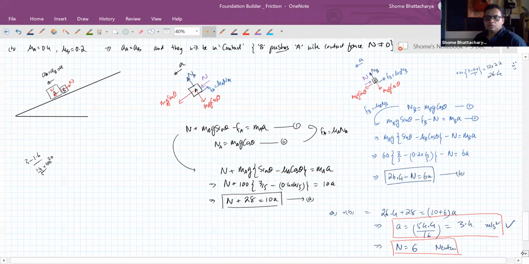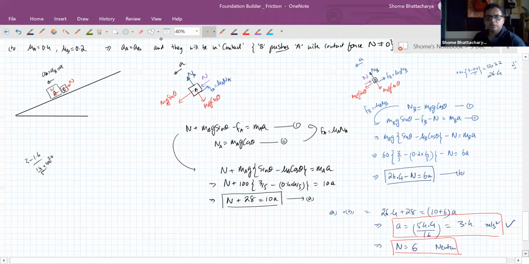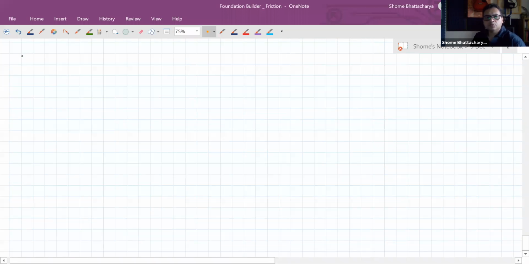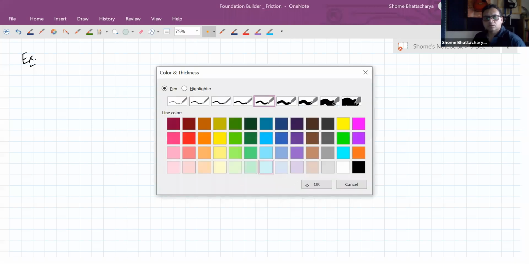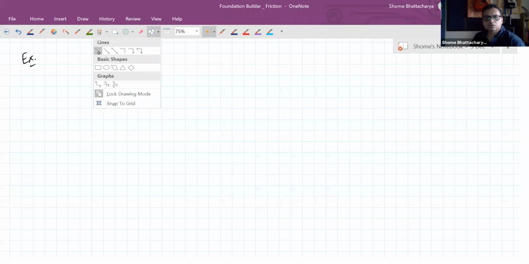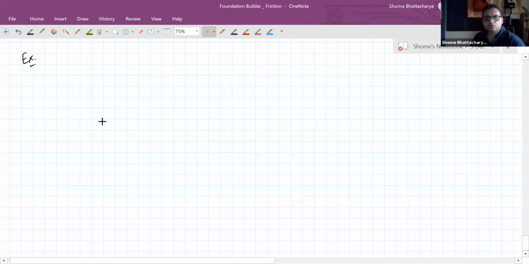Okay, so let's move on to another type of situation involving friction now. So hope this is clear to all of you. Okay. Now we come to what is called the two block type of problems or two body type of problems. Okay. So you will see plenty of these type of questions in both HC Verma as well as your module.